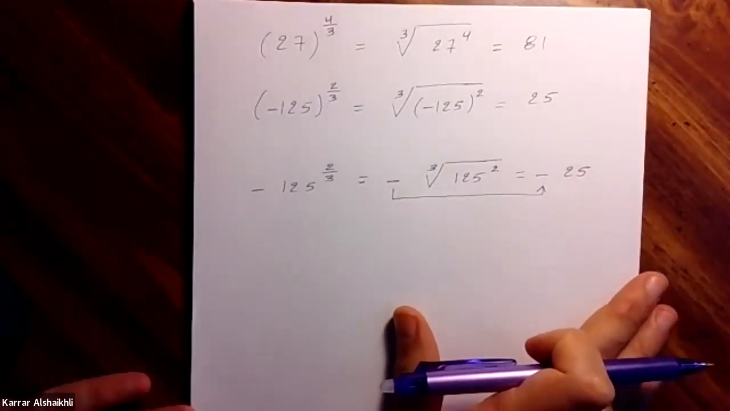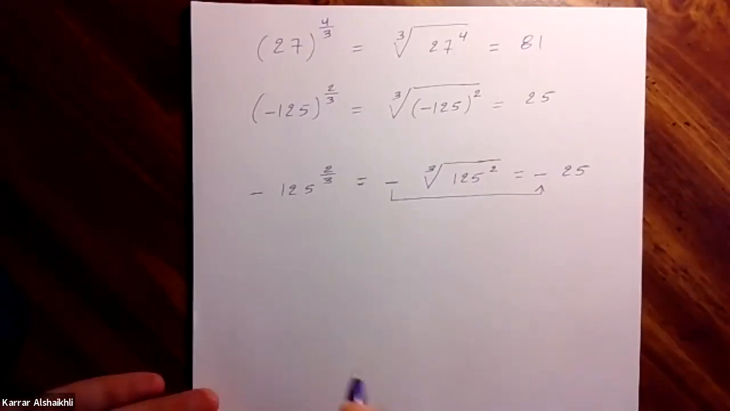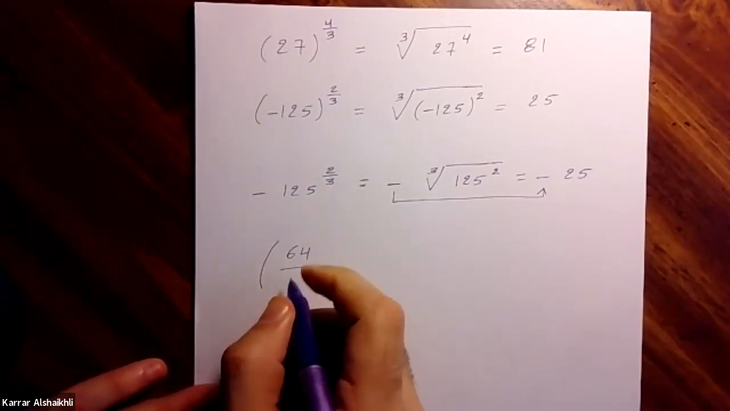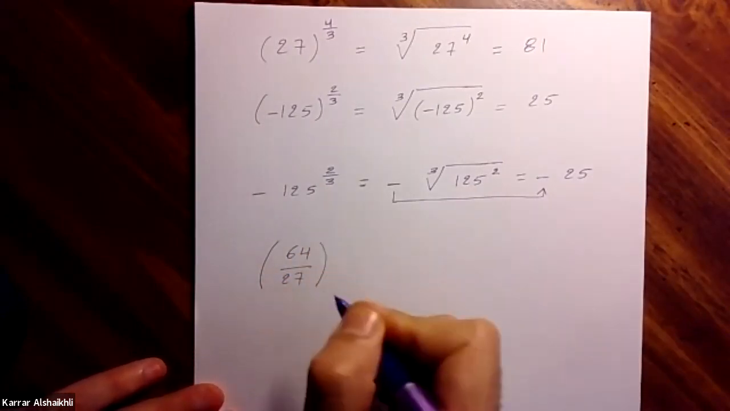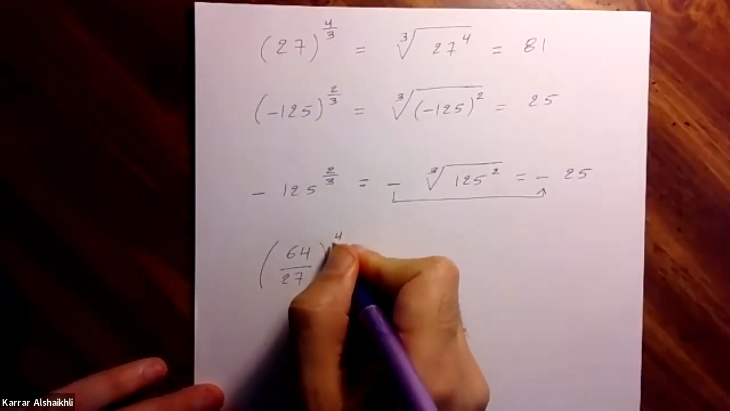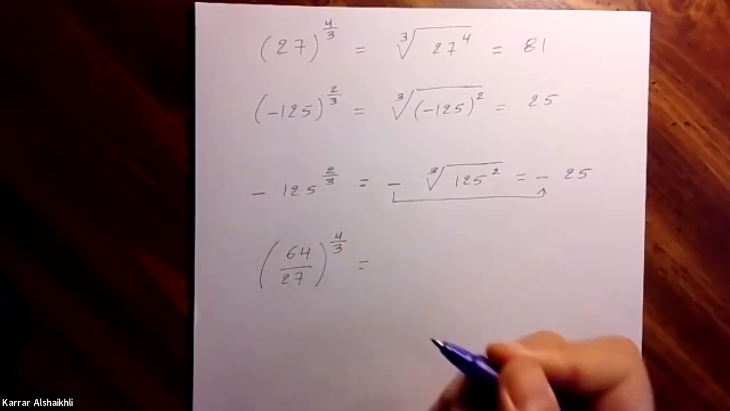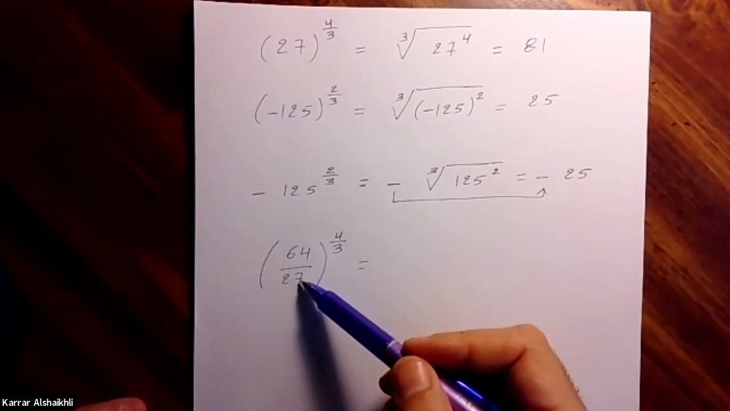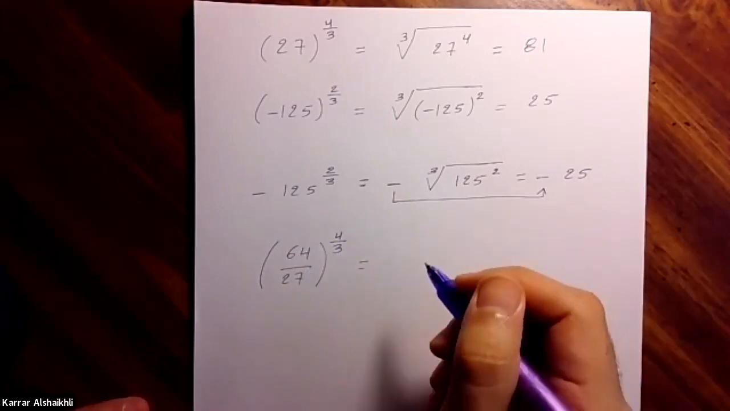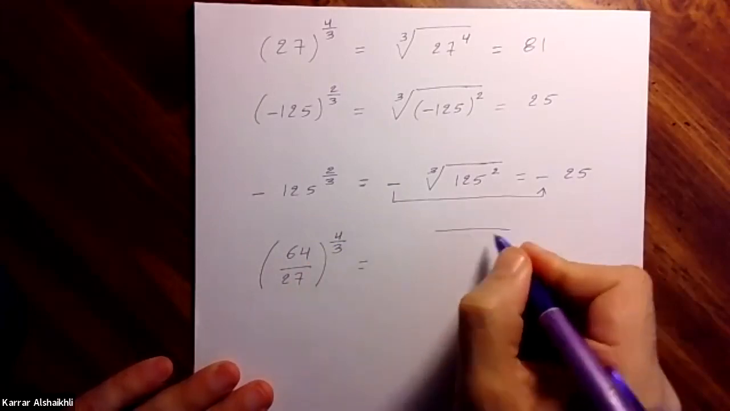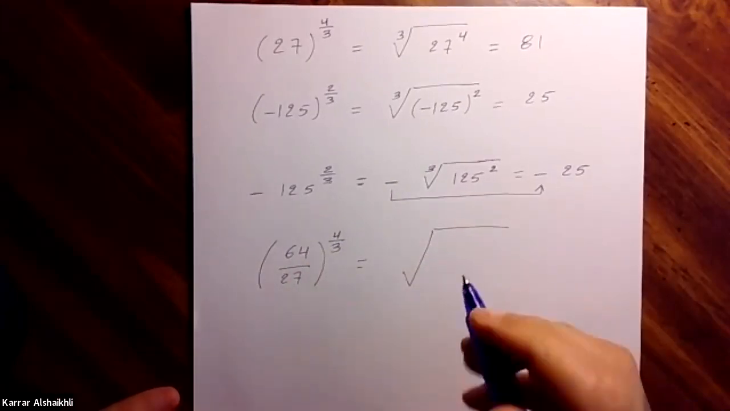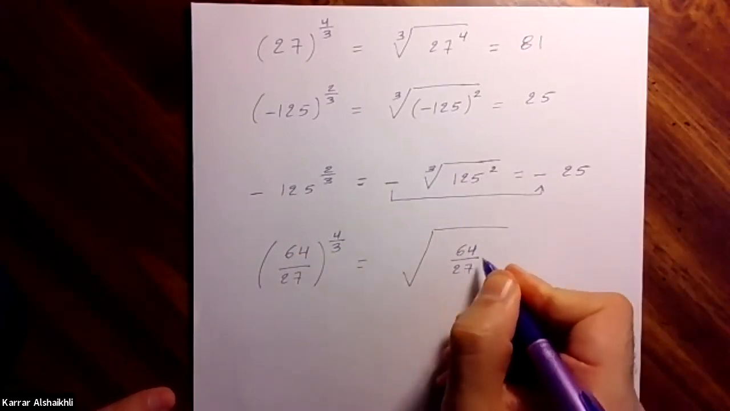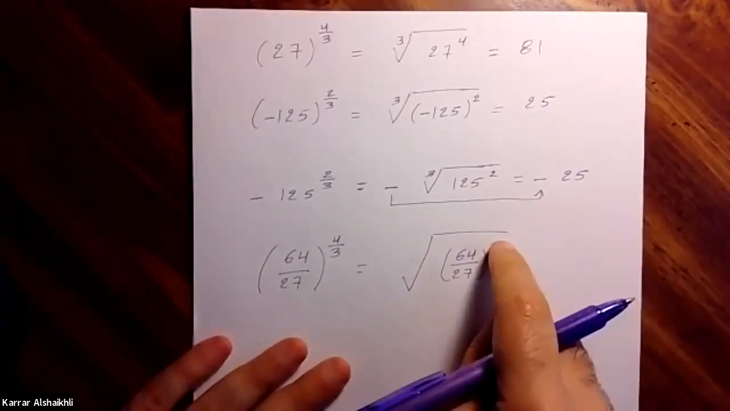The last example, if you have 64/27 to the exponent 4/3. Don't confuse yourself, this is a number here. So I'm going to convert this one to the radical form. Here is the radical form. The number I'm going to write down is 64/27, put parentheses.